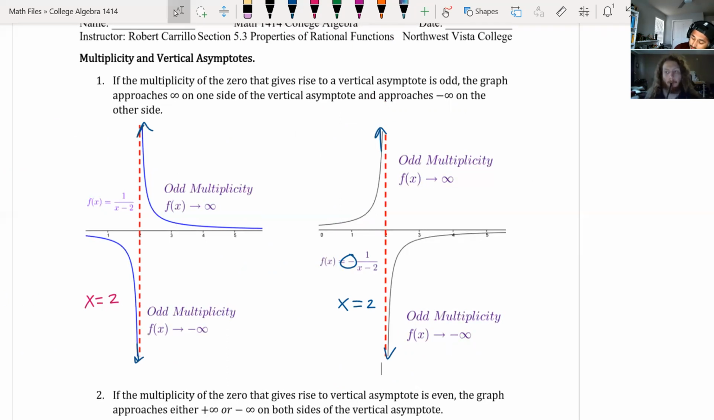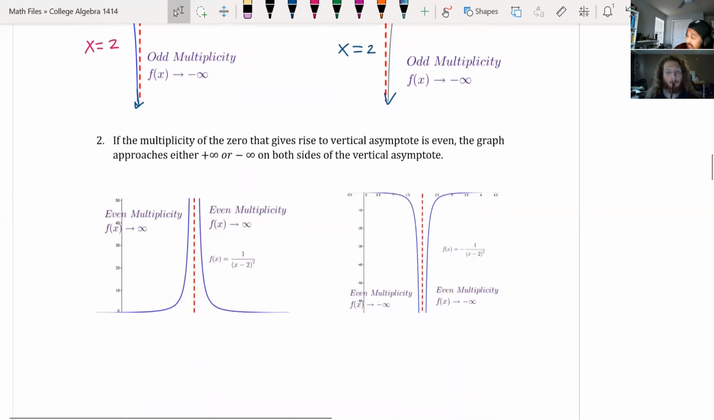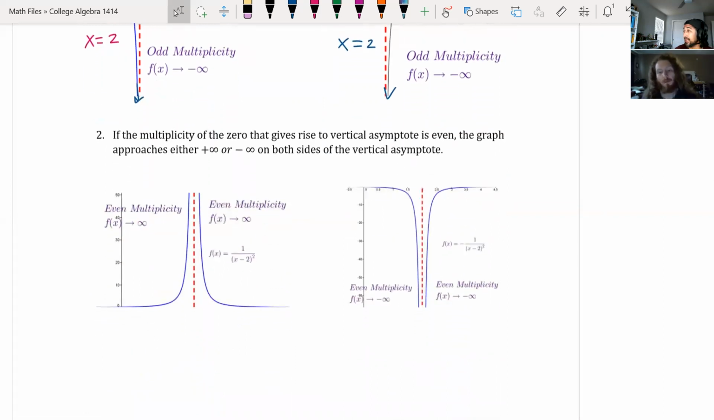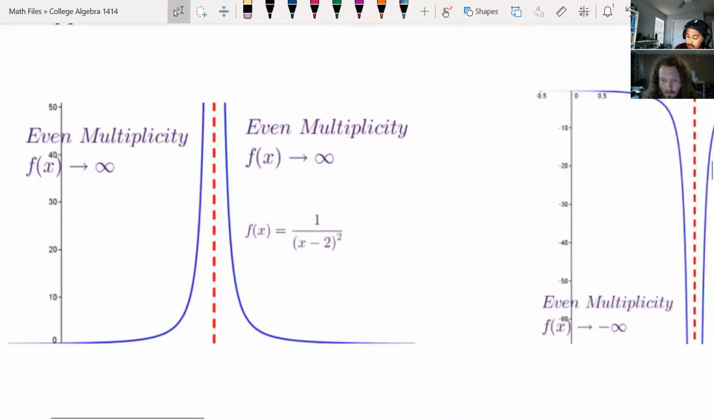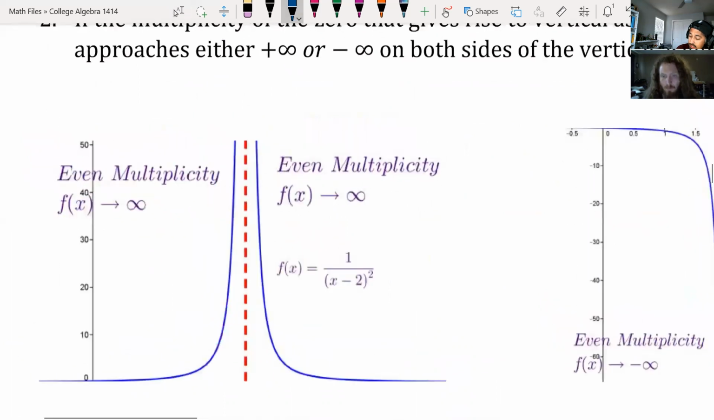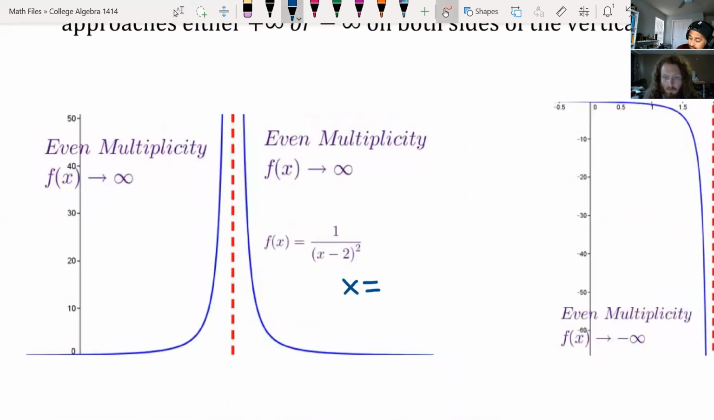This means that for asymptotes that have an even multiplicity, the tails will both go to positive infinity or both go to negative infinity. So for the first picture, we have 1 over x minus 2 squared, which means if you solve for x on this function, you'd get x equals 2, which would have a multiplicity of 2, an even multiplicity, and therefore both tails would head towards infinity.